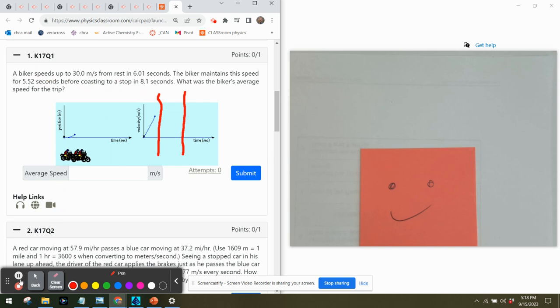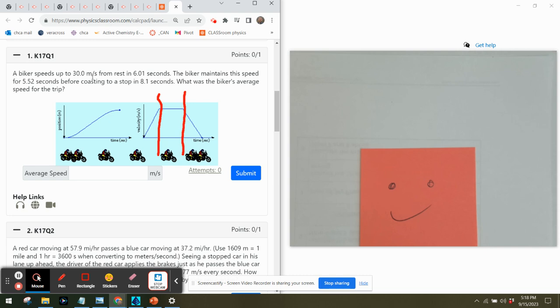So the question says a biker speeds up to 30 meters per second, and everybody's numbers are different, but speeds up to a certain velocity from rest over the course of a certain amount of time. The biker maintains this speed for a certain amount of time before coasting to a stop in a certain amount of time. What was the biker's average speed for this trip?